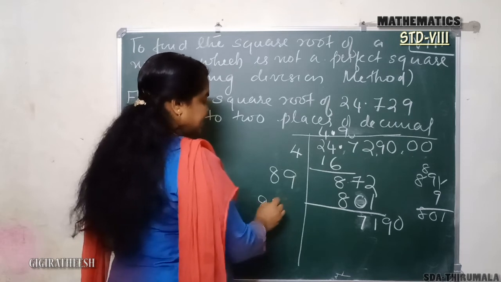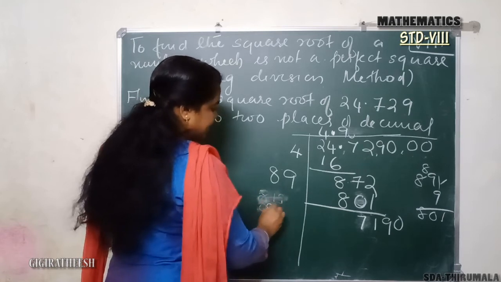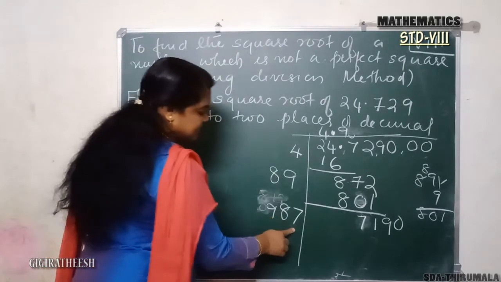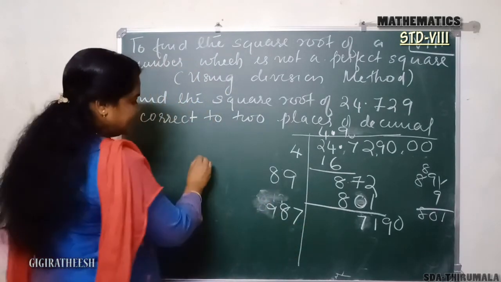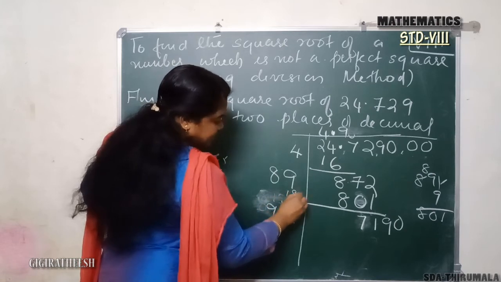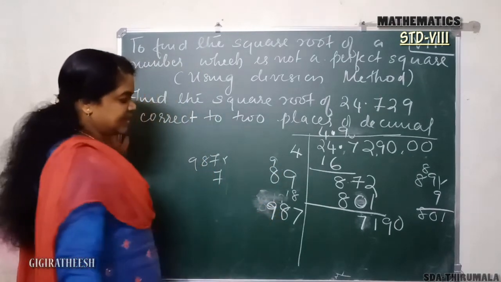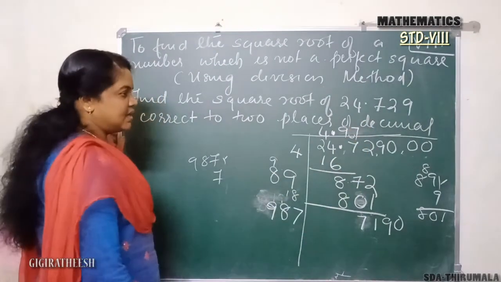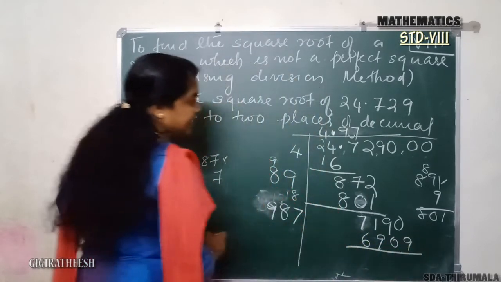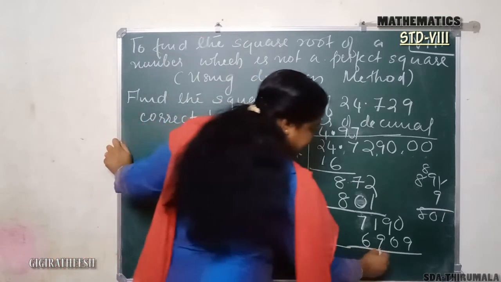Now take 9 into 2, that is 18. Take the 1 to the left side, and this changes to 98. Take the number 7: 987 into 7 is 6909. Once again, 9 into 2 is 18, take 1 to the left side, and this changes to 9. 7 is the number. Subtracting this, the balance is 2.